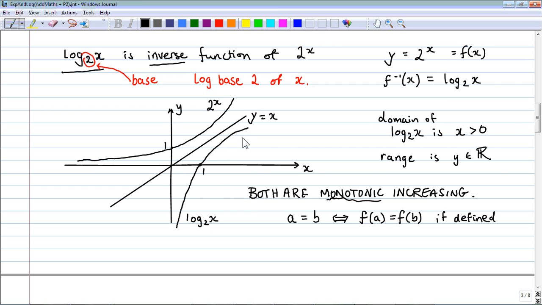So either a to the power x, where a is positive, or log base a of x. They're both increasing functions, monotonic increasing, and it means that not only are a equals b and f(a) equals f(b) equivalent statements, but also the inequality. For example, if a is less than b, it follows that 2 to the a is less than 2 to the b. And if a is bigger than b, it follows that 2 to the a is bigger than 2 to the b.